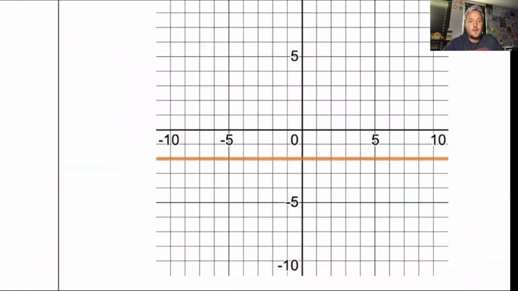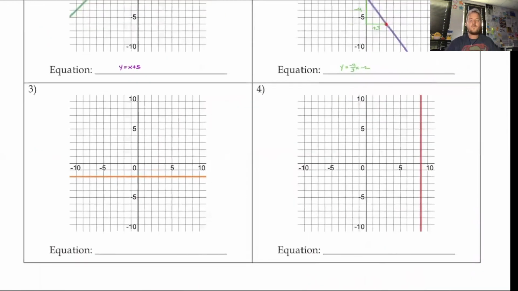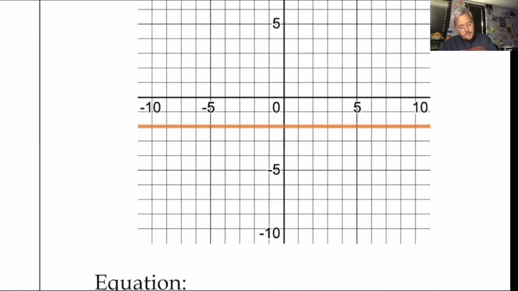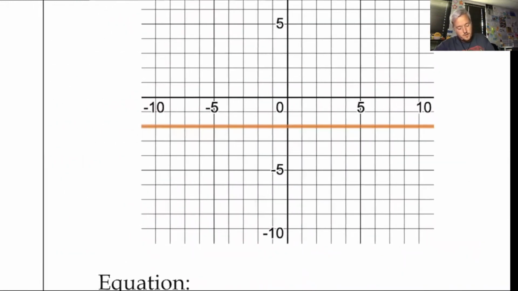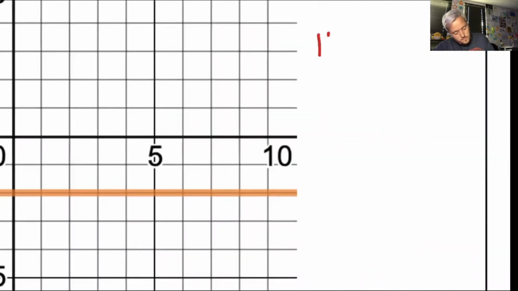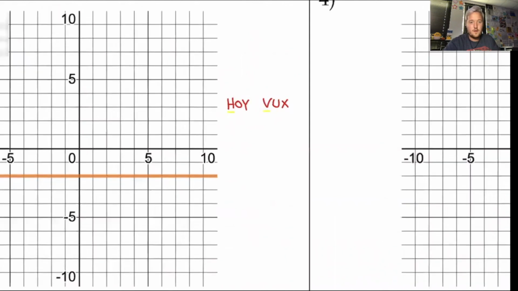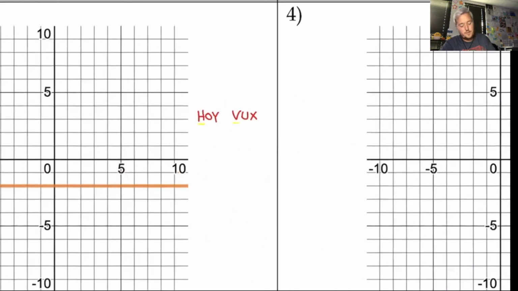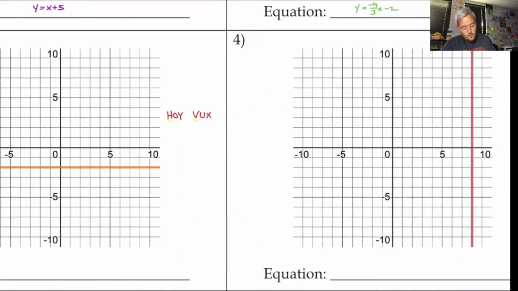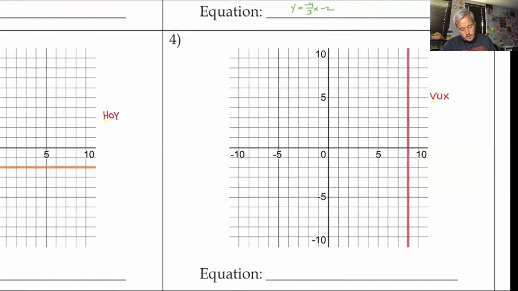All right, and now for these last two. As you can see, we have a horizontal and a vertical line, which indicates HOY-BUCKS. I'm going to write out HOY-BUCKS. If you remember, H means horizontal and V means vertical. Here, for number 3, we have a horizontal line, so that's going to be HOY. But number 4 is a vertical line, so we're going to be using BUCKS for number 4.